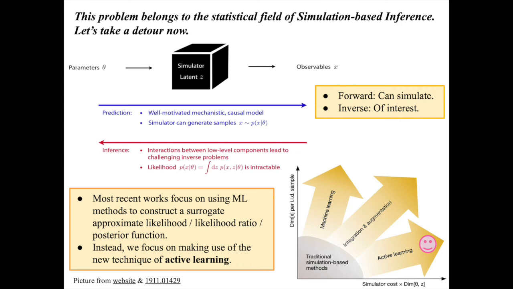Most of the recent works are focused on constructing an approximate surrogate likelihood function using neural networks. But in our work, I focus on a different type of approach called approximate Bayesian computation, ABC, in order to utilize the OT distance defined between halos. I also incorporate a new technique called active learning here to help us deal with expensive simulators. So let's take a brief detour.